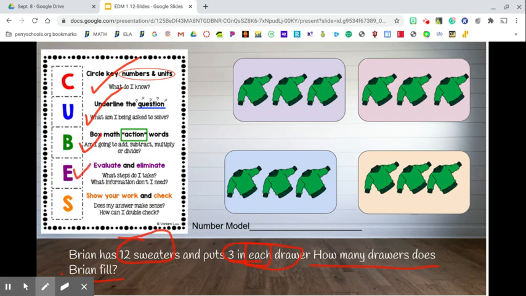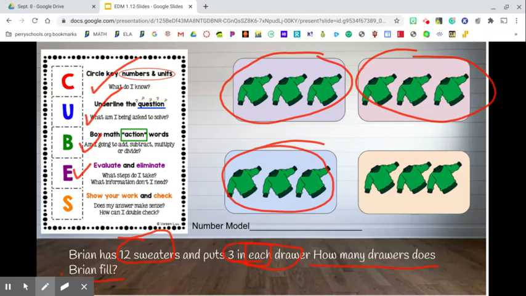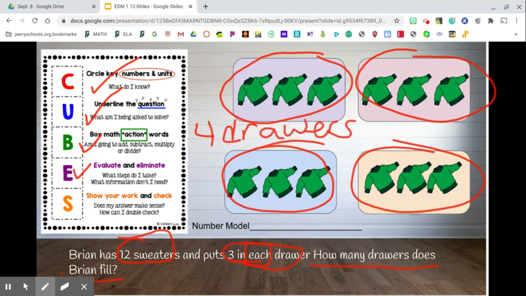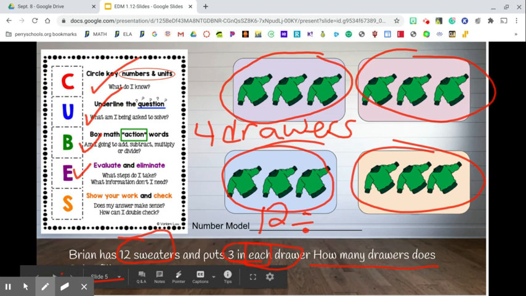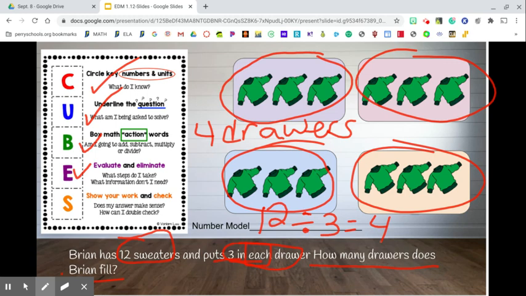So then I'm going to go back after I've evaluated my work, and I'm going to count how many drawers he had. So he's got 1, 2, 3, 4 drawers. My answer is going to be 4 drawers. And then my number sentence is taking the number of sweaters he had, so 12, and then dividing them by 3 per drawer, and that came out to 4 drawers. So 12 divided by 3 equals 4.